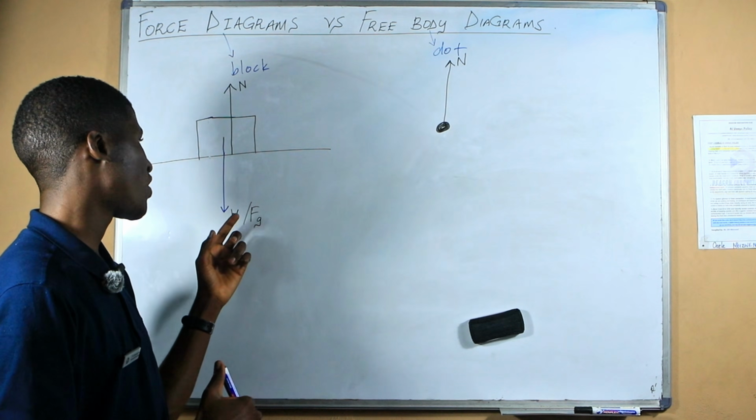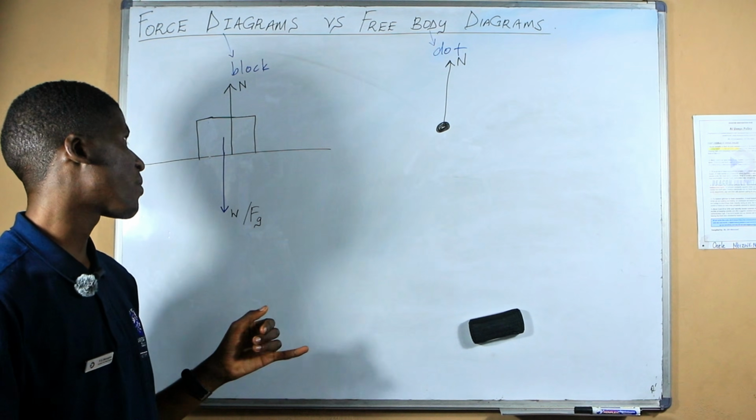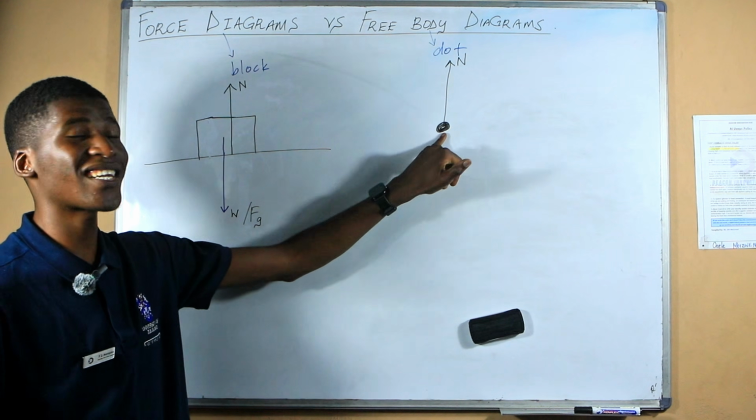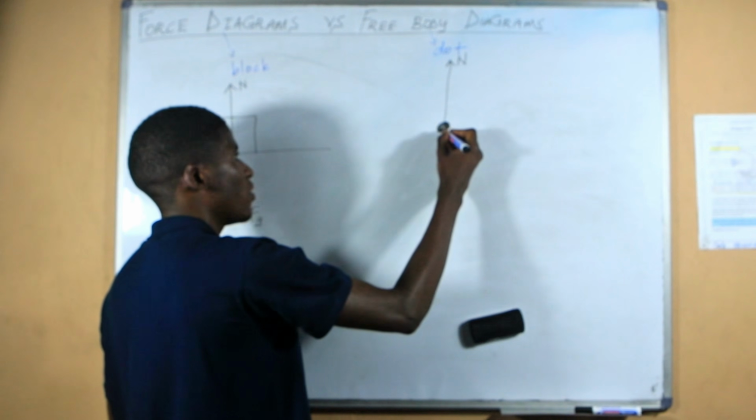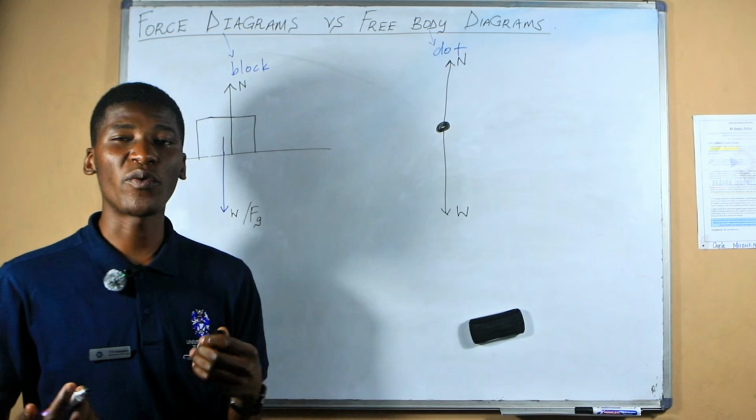And then here we have got a gravitational force, or the weight. The weight is going downwards. But how do you represent it? We're going to represent it straight from this dot as well. So from this dot, we're just going to draw our arrow, and this arrow will go down, and this arrow will represent the weight as well.